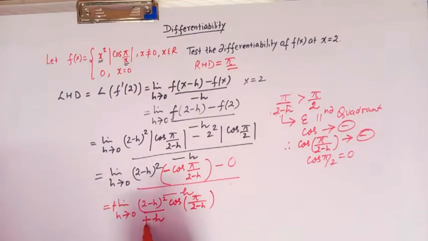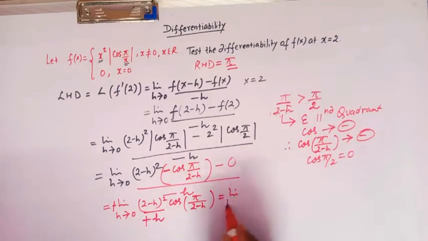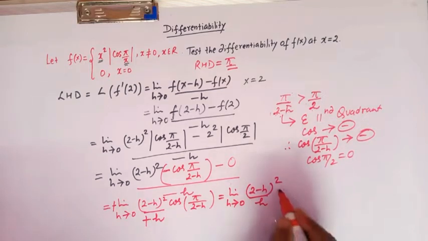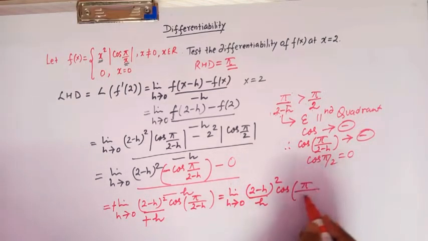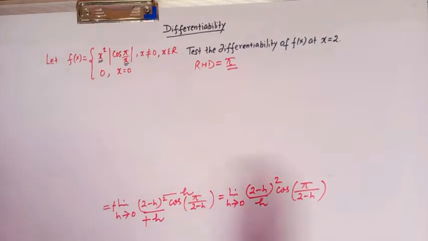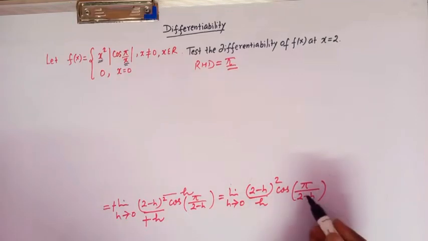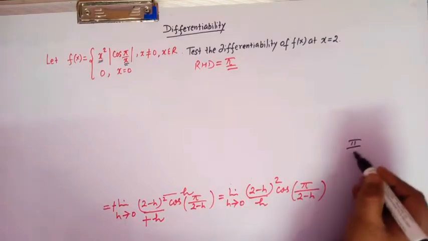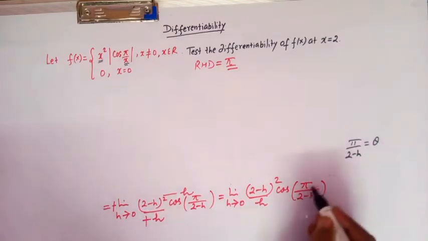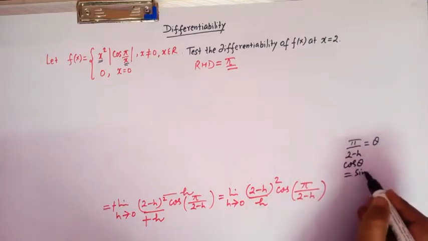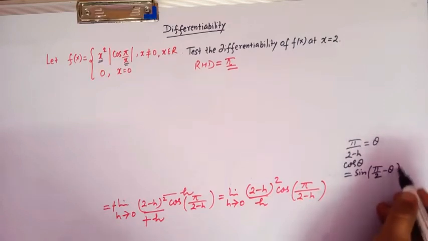Now this negative sign and this negative sign get cancelled, and we have limit h tends to 0, 2 minus h square over h, and cos of pi over 2 minus h, right? Now we have to evaluate this limit. So now viewers, here again we will make use of the same argument. See here, if we take pi over 2 minus h as theta, then this term is cos of theta, and cos theta can be written as sine of pi over 2 minus theta.